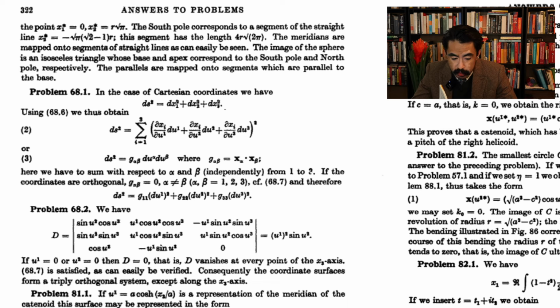The meridians are mapped onto segments of straight lines, as can easily be seen. The image of the sphere is an isosceles triangle whose base and apex correspond to the south pole and north pole respectively. The parallels are mapped onto segments which are parallel to the base.